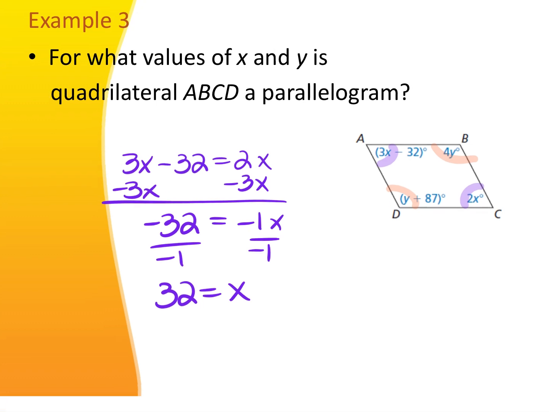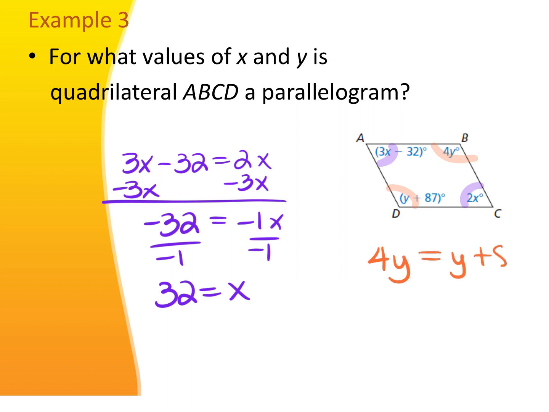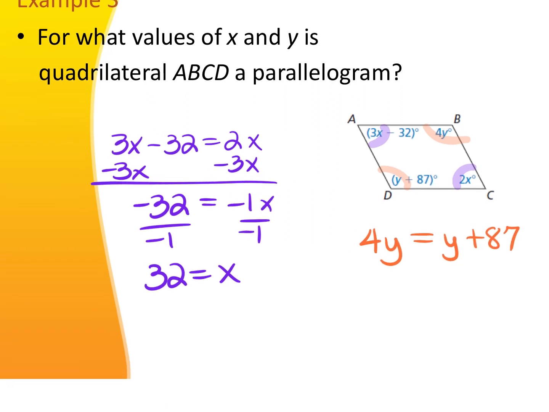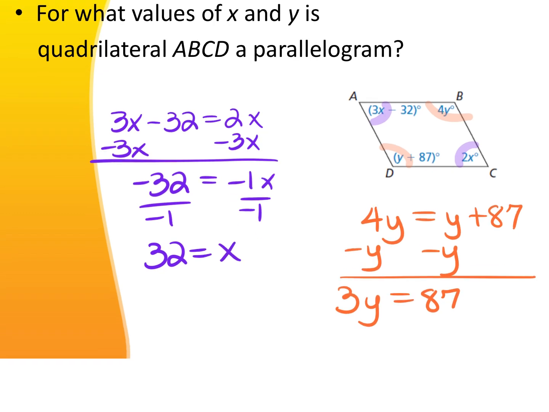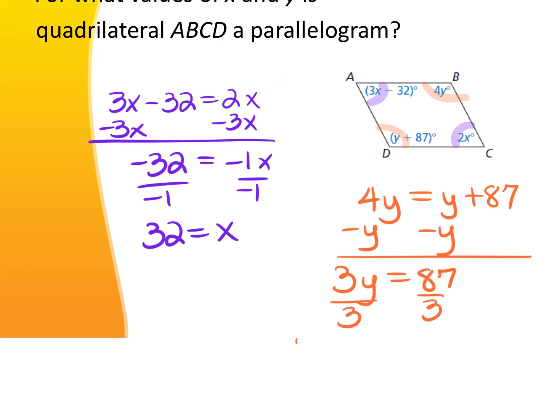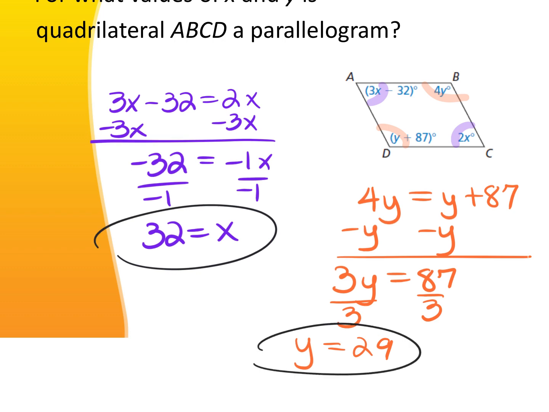I'm going to do exactly the same thing for Y. Set those opposite angles equal to each other. So angle B is congruent to angle D. So 4Y equals Y plus 87. Subtract the Y. This leaves me with 3Y equals 87. Divide by 3, and Y equals 29. So X is 32, and Y is 29.